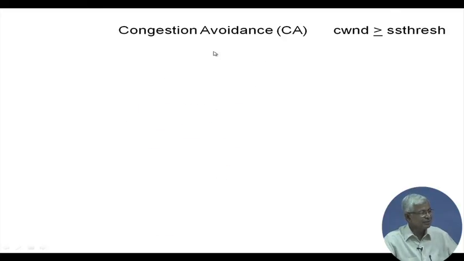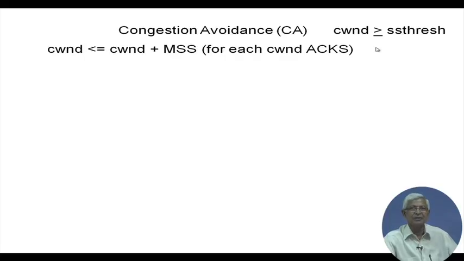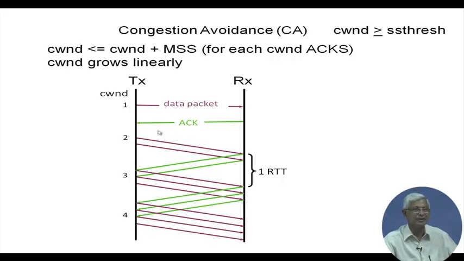And in the congestion avoidance, when the cwnd is greater than SS threshold, then for any group of acknowledgements, it increases by only 1 MSS. So, it grows linearly. Pictorially, the data packet is sent, acknowledgement has come.